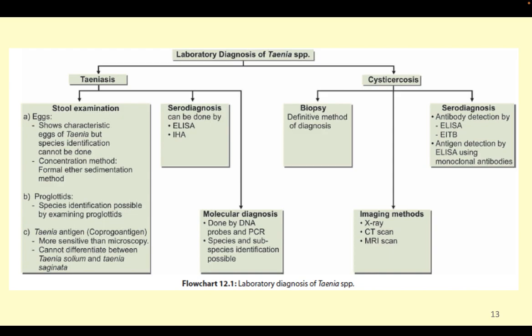For cysticercosis, biopsy is the definitive method of diagnosis, but it cannot be performed for every specimen. We can do a biopsy for muscle infection, but if the infection is in the brain, then we need other imaging methods for visualization, such as CT scan, MRI, or an X-ray. Lastly, serodiagnosis is commonly employed in case of cysticercosis, where we do ELISA testing.